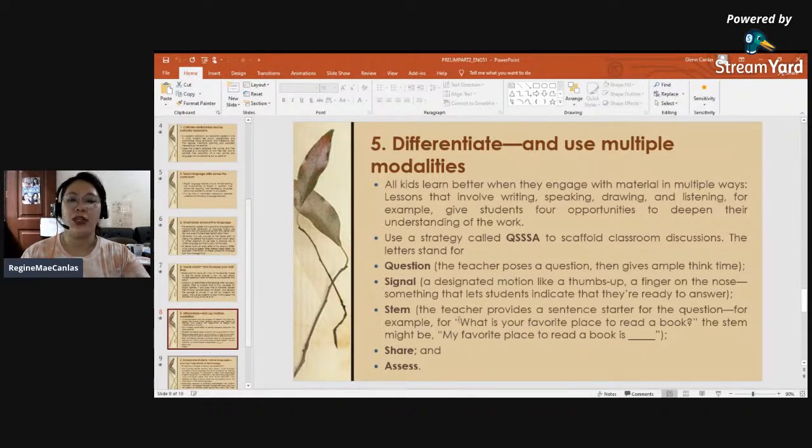The letters stand for: Q is for question. The teacher poses a question, then gives ample think time. Signal, a designated motion like a thumbs up or a finger to the nose, something that students use to indicate that they're ready to answer. Stem, the teacher provides a sentence starter for the question. For example, for the question, what is your favorite place to read a book, the stem might be, my favorite place to read a book is, and then the answer. And then share, most importantly, and then assess.